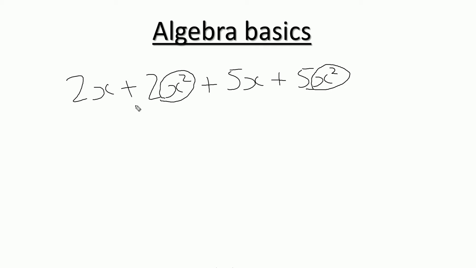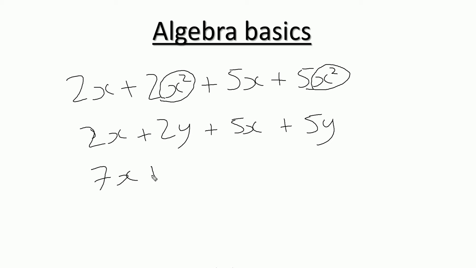So you can essentially treat this in the same way as you would treat 2x plus 2y plus 5x plus 5y, where I'm just using y to represent x squared. If I were to collect like terms in this expression now, I would end up with 7x plus 7y. In the same way, if I were to collect like terms in this expression, I would end up with 7x plus 7x squared. The important point being you must treat x and x squared as if they were different.